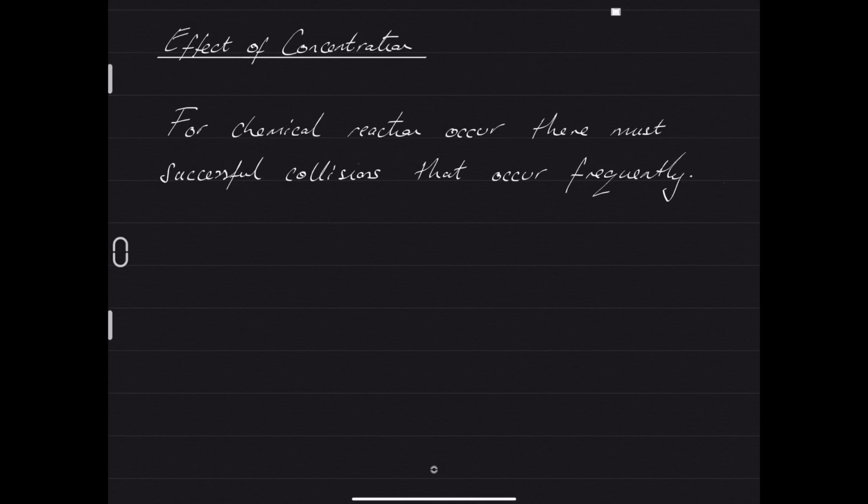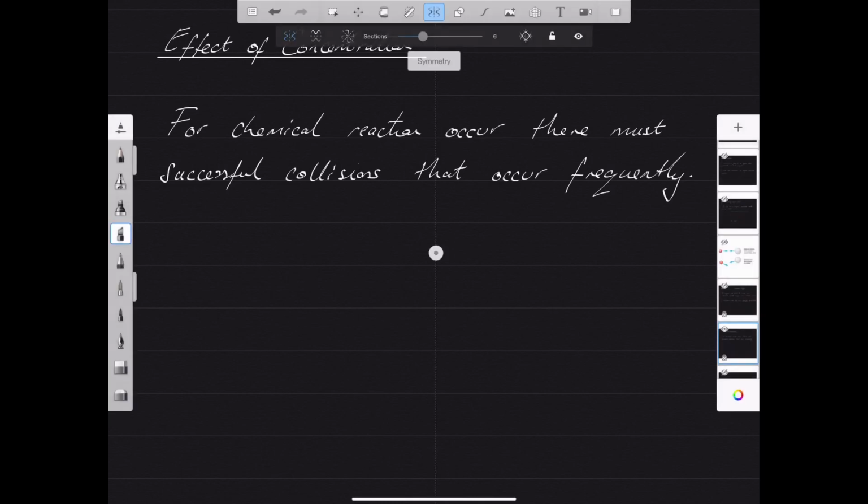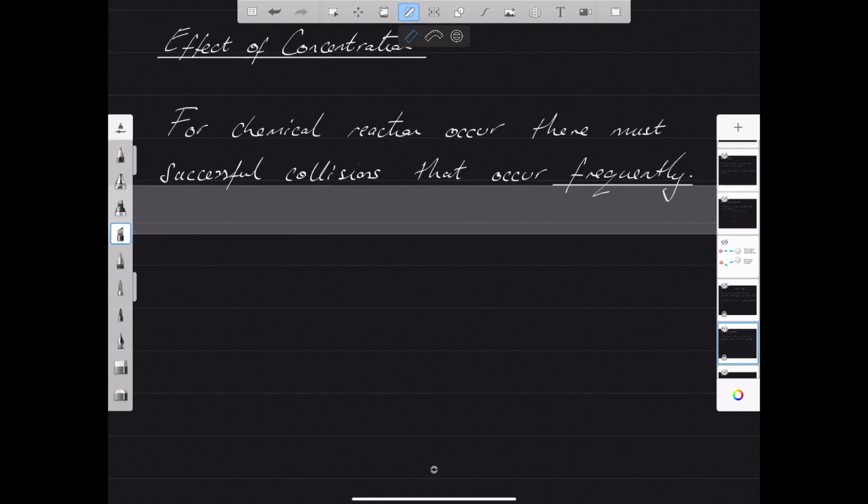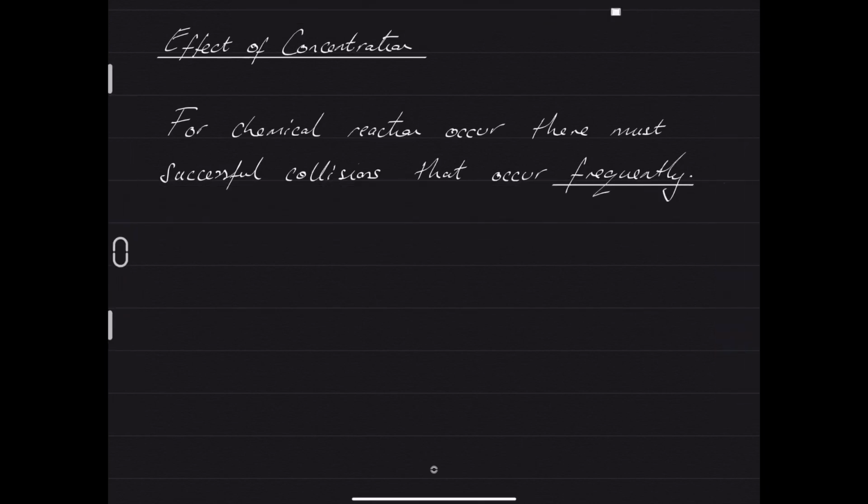If we make use of this in a biological context of chemical reactions, for example, metabolic reactions, there must be successful collisions, but they must also occur frequently. And this word frequently is important, specifically when we come to look at temperature. It's also going to be relevant here. So I'm going to put down just a sentence here, and I want you to pause the video and think about how this is going to affect the rate of an enzyme controlled reaction.